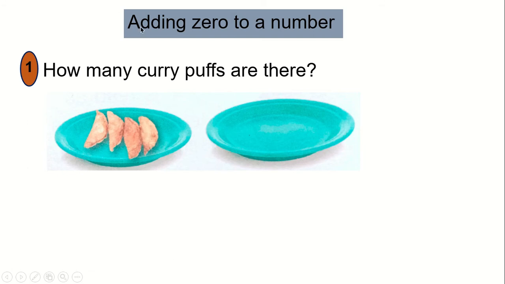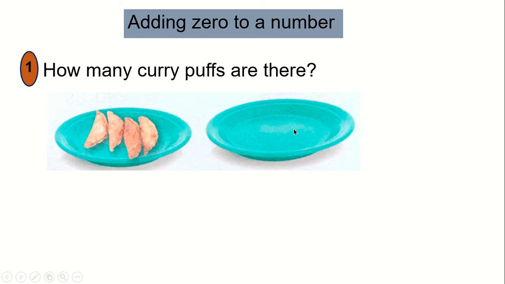Let us see how we can add 0 to a number. Adding 0 to a number. How many curry puffs are there? Look, on this plate we have got 4 curry puffs, but on this plate nothing. We do not have any curry puff. So this means that here we have got 0.